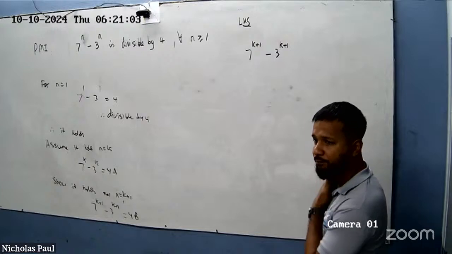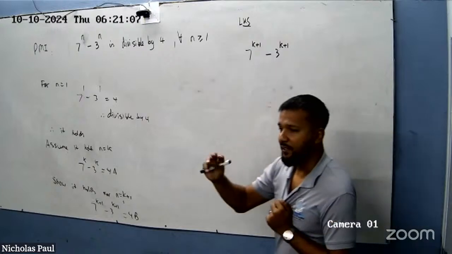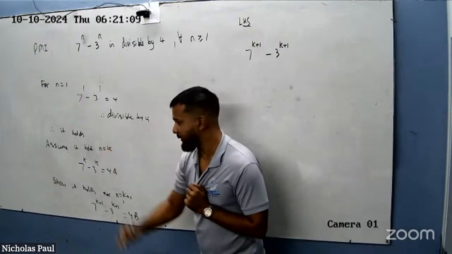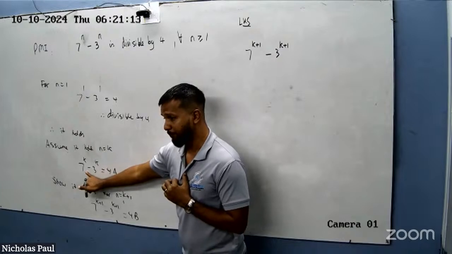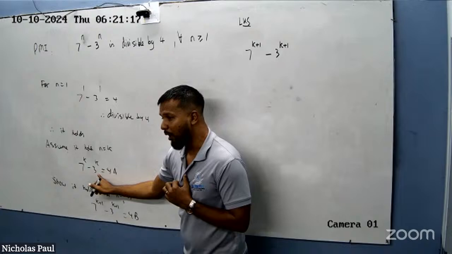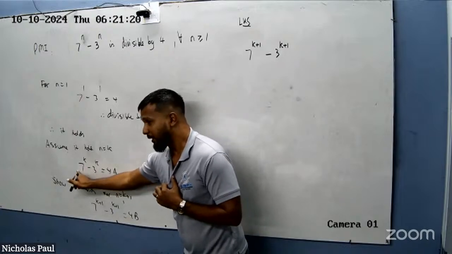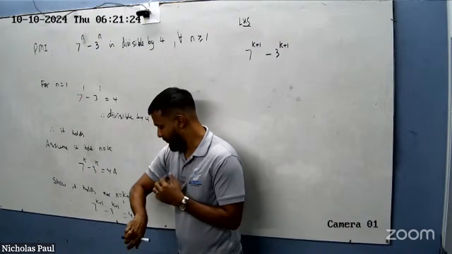Are you ready? I have tried. So as I said, you have 3 options. You can make 7 to the K the subject of the formula. You can make 3 to the K the subject of the formula, or you can leave it as it is. Any one you want. Right?